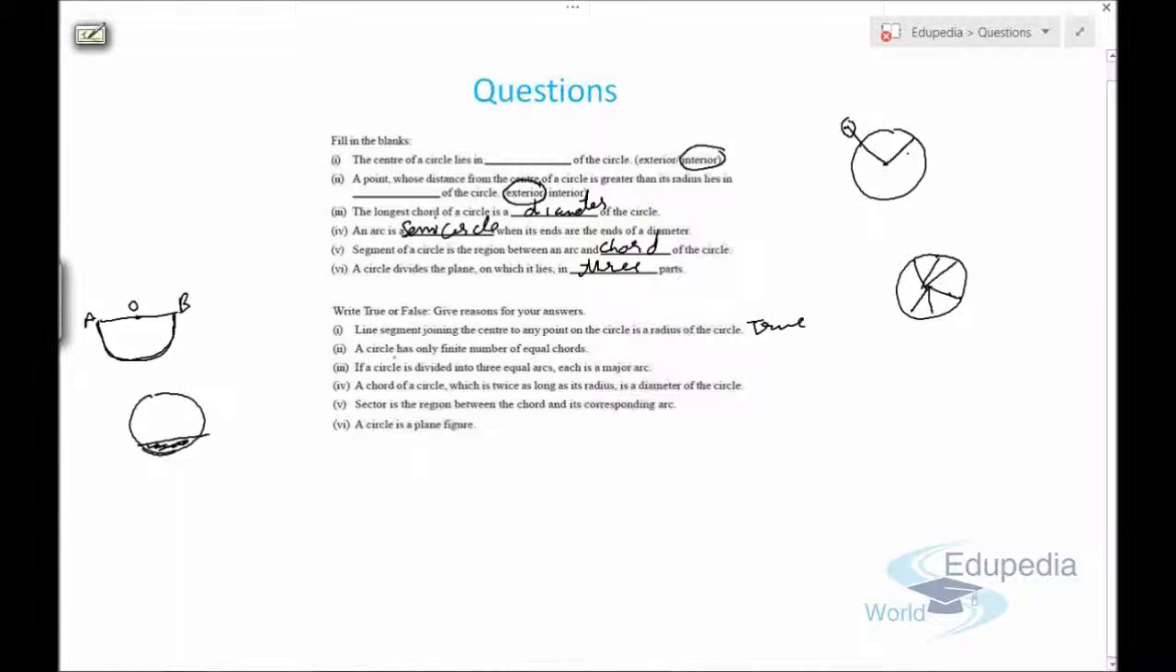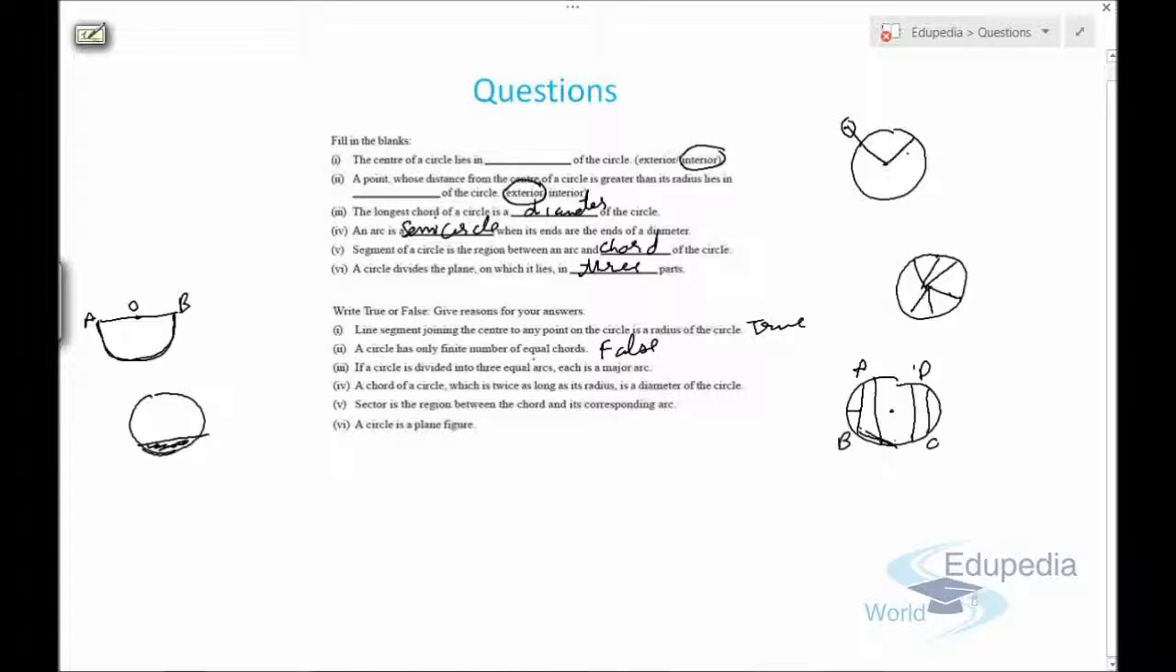Now, a circle has only finite number of equal chords. So let's say this is the circle and let's say I draw a chord like this and again I draw a chord like this. Let's say AB and let's say this is CD. So I can draw a chord like this also, right? And I can draw a chord like this also. So I can draw infinite number of equal chords. So this statement is false.